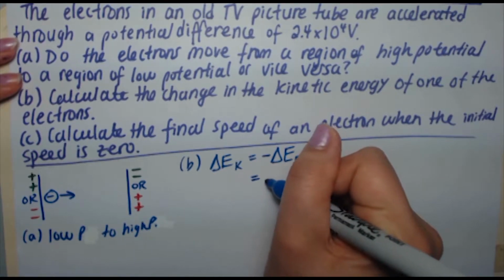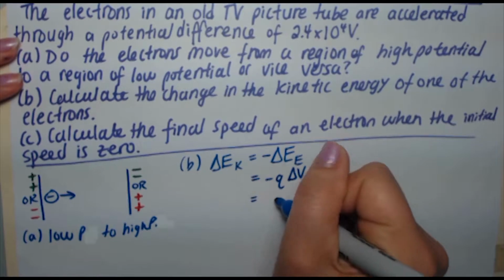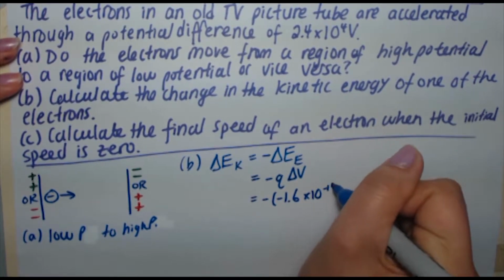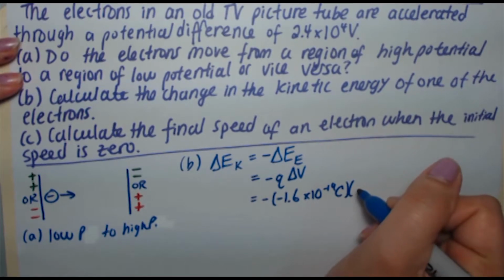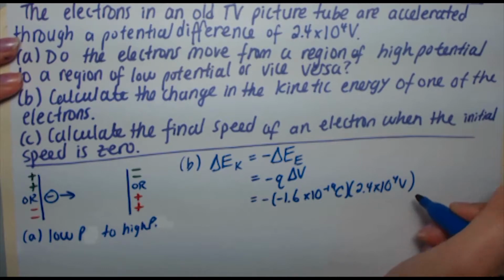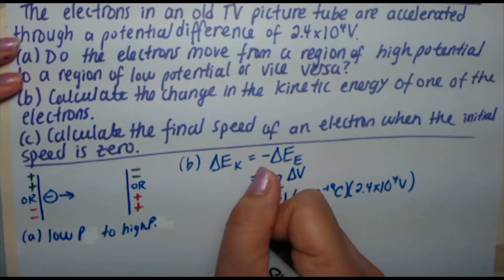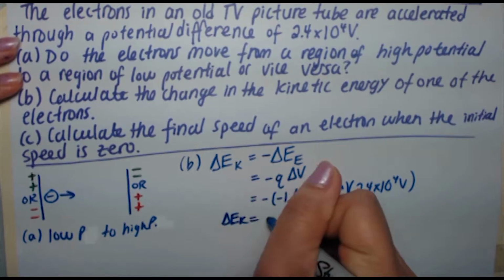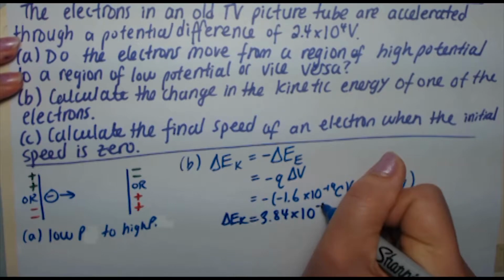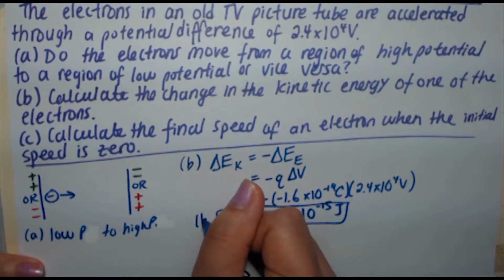Electric potential energy is given by Q delta V. So at this point, we just plug in the charge of our electron, which is minus 1.6 times 10 to the minus 19 coulombs. My potential difference is given as 2.4 times 10 to the 4 volts. You simply need to plug those in a calculator and crunch it out. So it turns out that the change in kinetic energy is 3.84 times 10 to the minus 15 joules. So there you have your solution for part B as well.